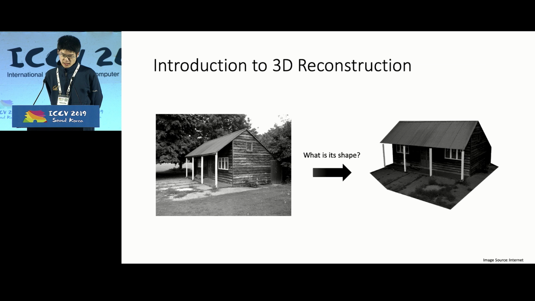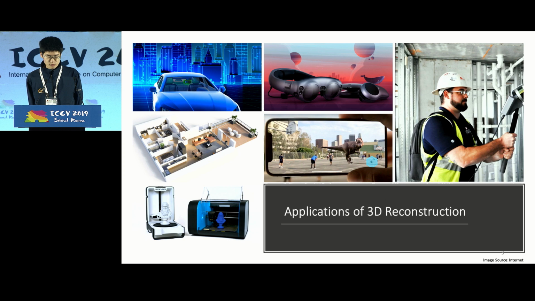3D reconstruction is one of the most important problems in computer vision. In this problem, we take RGB images as input and try to recover the 3D geometry. 3D reconstruction has a wide range of applications, such as AR, VR, autonomous driving, and so on.